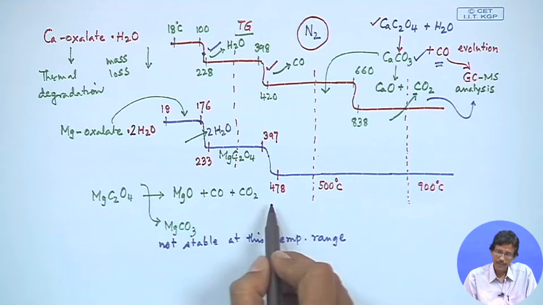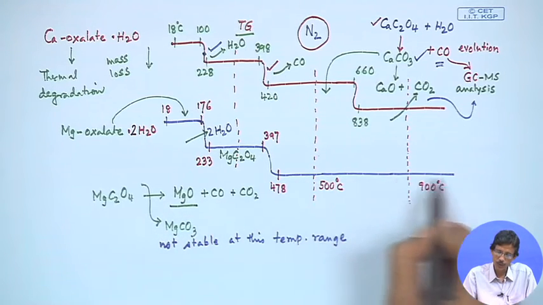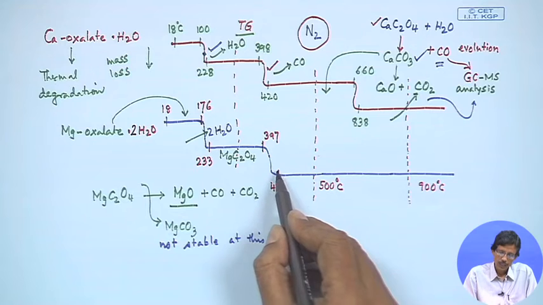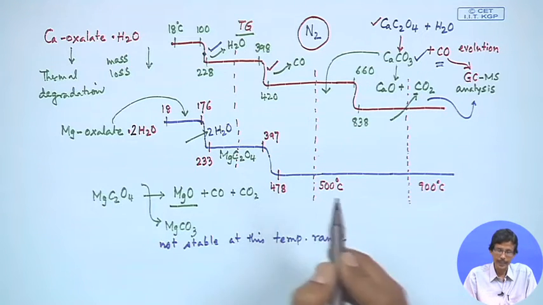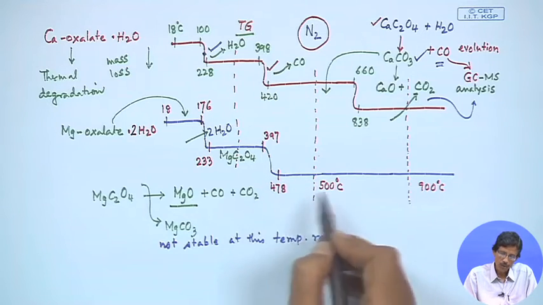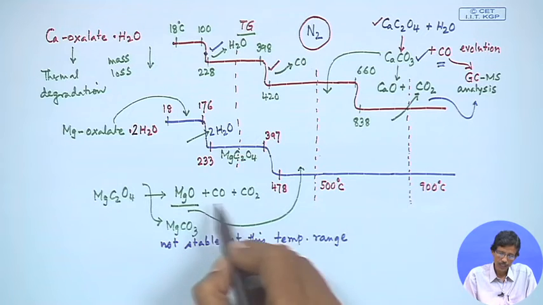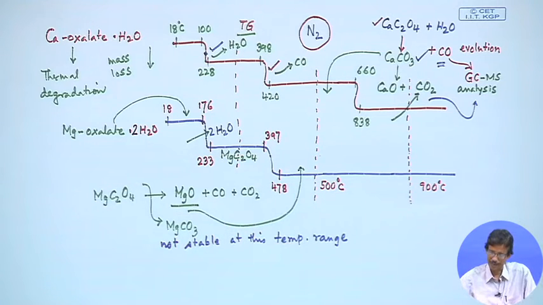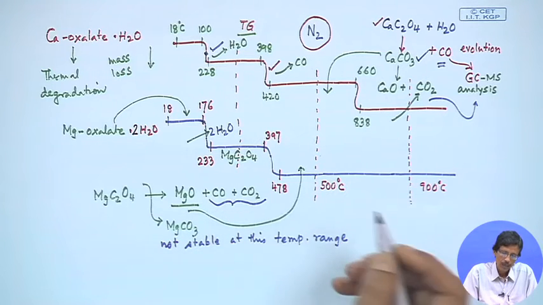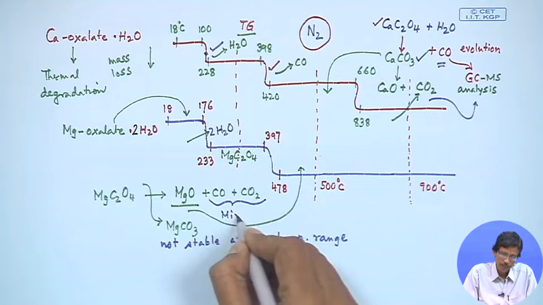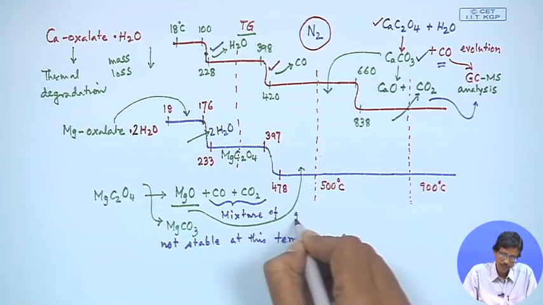So, in a single step, this is the solid residue we will have in this whole range of stability, starting from 478 degrees centigrade. So, we have the solid residue, and these two gases. A mixture of gases, so now the situation is getting a little bit complicated. A mixture of gases will come out.